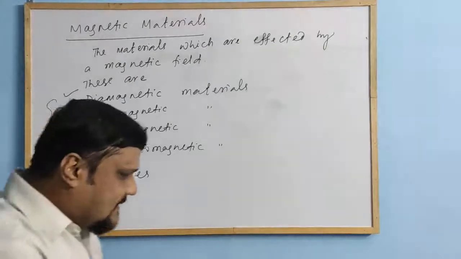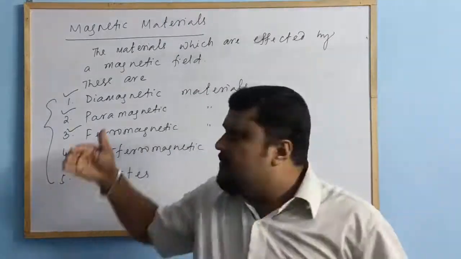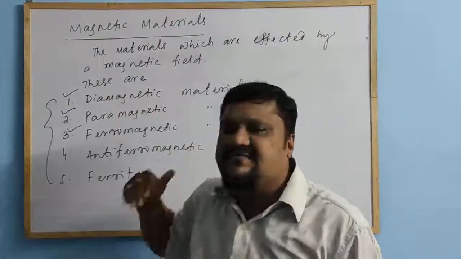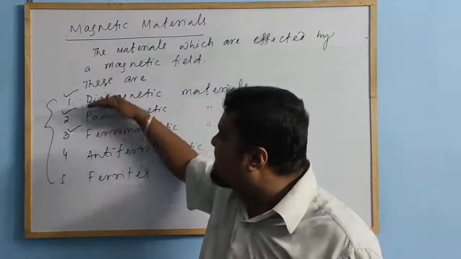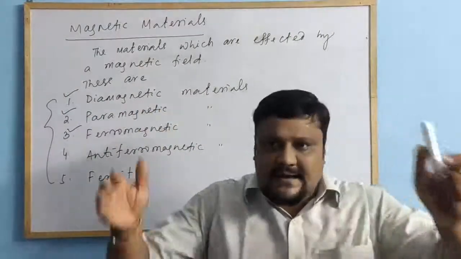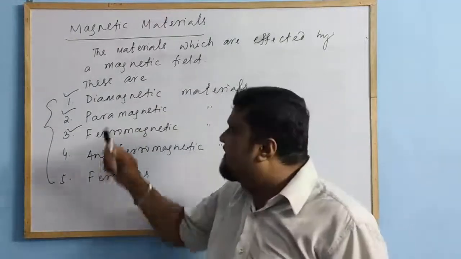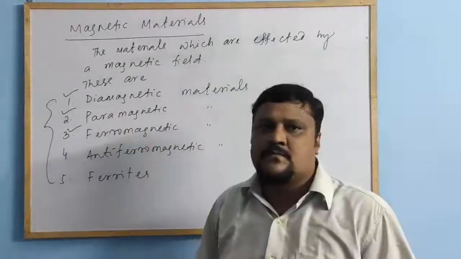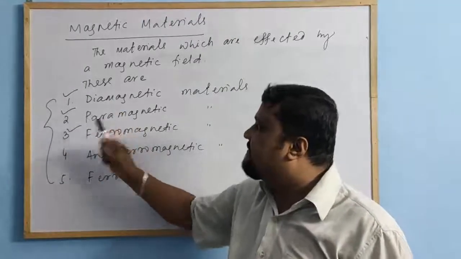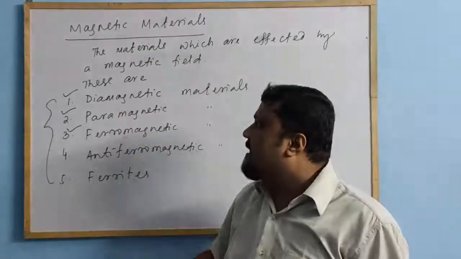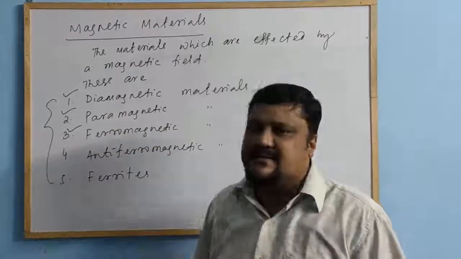What we read here is in a classification form, and we will read this in a differentiation form. Dia, para, ferro. What is the difference between these 3? We will read that in a differentiation form. The question may be asked: differentiate between dia, para and ferro, or differentiate between dia and para, or between para and ferro, or between diamagnetic and ferromagnetic. So we will read about it in a differentiation form.